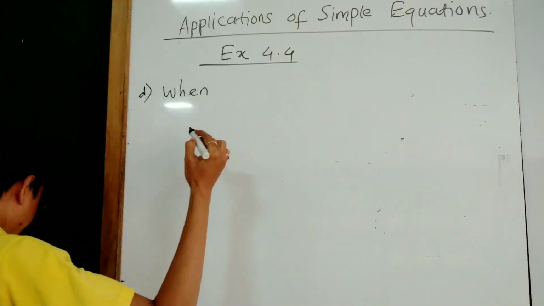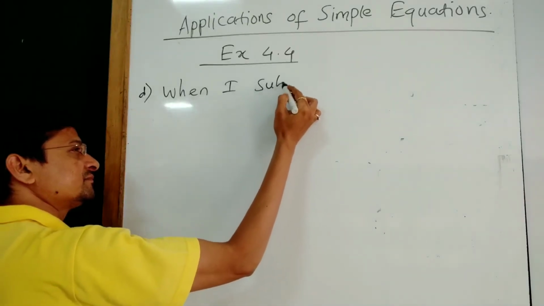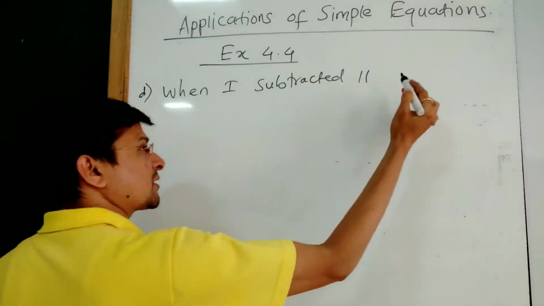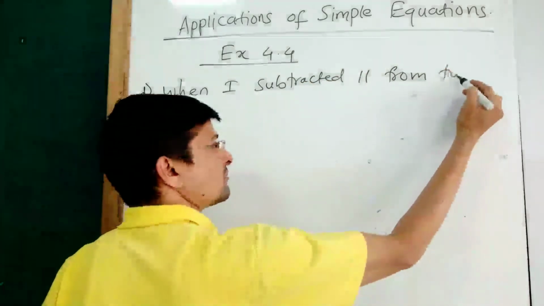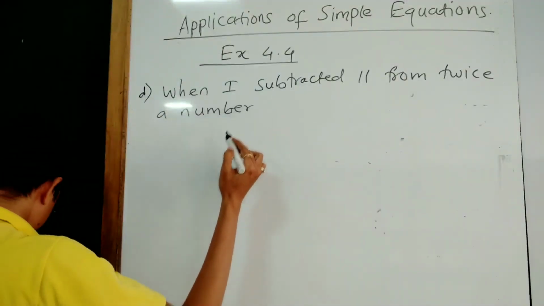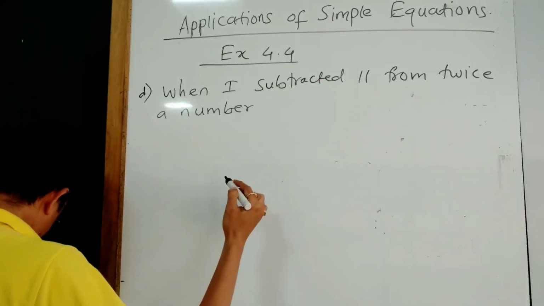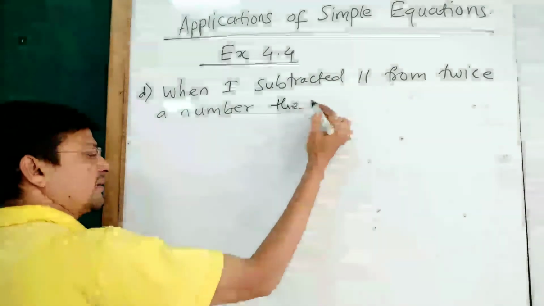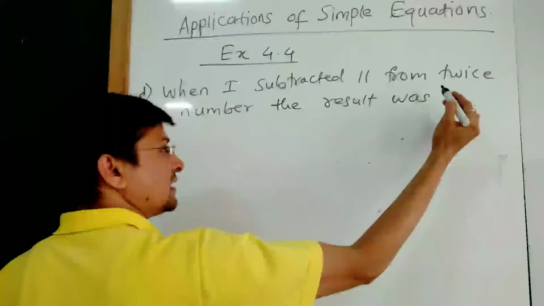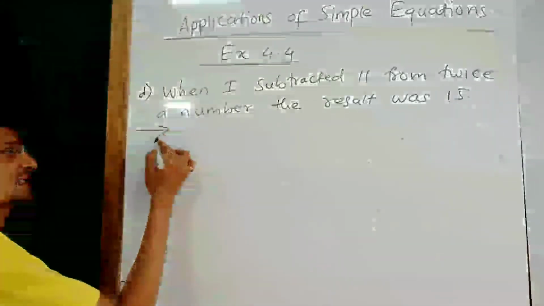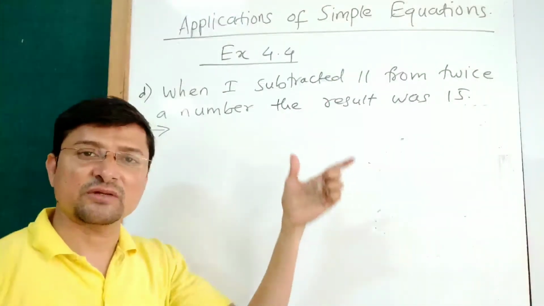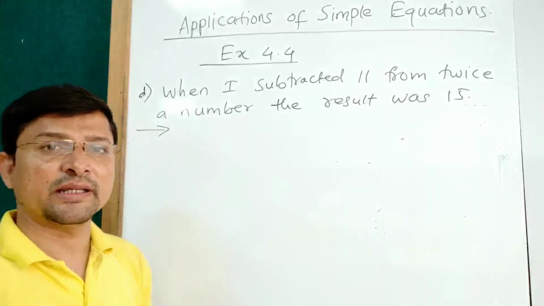When I subtracted 11 from twice a number, the result was 15. The result was 15. So this is the given statement. Again the statement is given. First we set up the equation for the given statement and then we solve the equation.